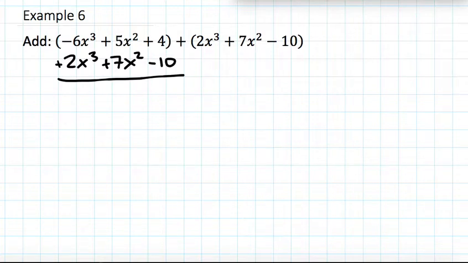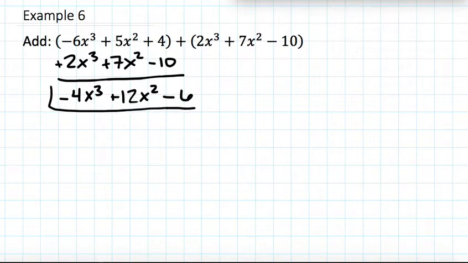So negative 6 plus 2 is negative 4. Exponent doesn't change. That's still x to the third. 5 plus 7 is 12. This is still x squared. And then 4 minus 10 is negative 6. So that's the answer to example 6.